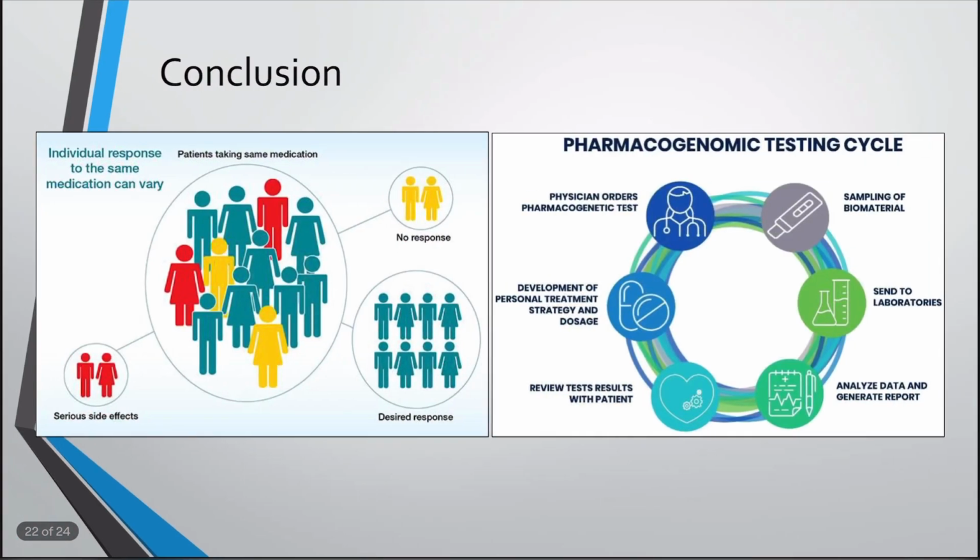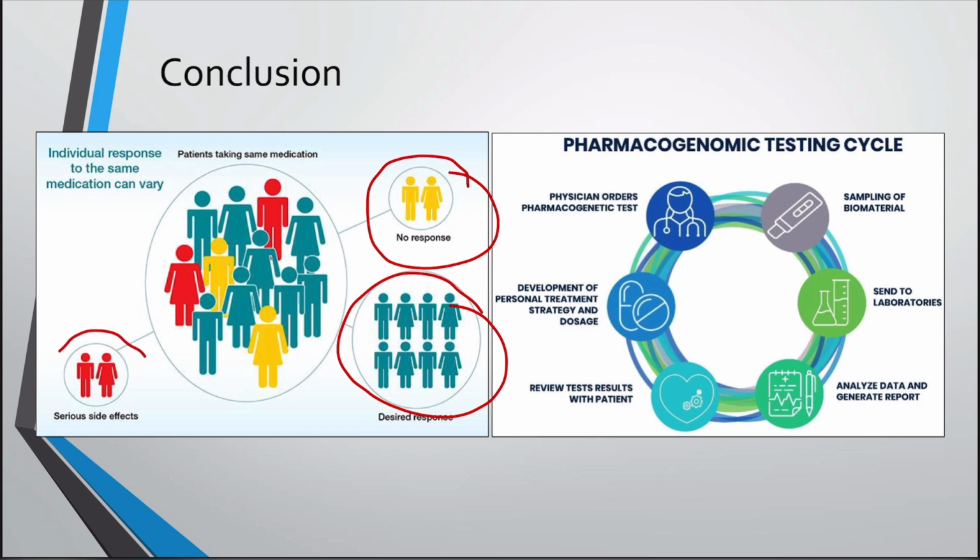Finally, coming to the conclusion of this seminar. As you can see, when a particular medication is given to individuals, it can produce no response, it can produce the desired response, or it can produce serious side effects with the same dose. So it means there is inter-individual variation in the drug response for a particular dose of drug, and this can be due to several attributes, one major attribute being the genetic makeup. That is the reason why we need to do pharmacogenetic testing for individuals, but it is costly, though it can still be implemented.